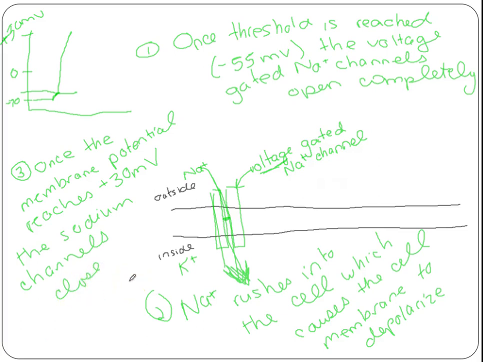Okay, does that hopefully make sense? So again, these are voltage-gated channels. That means that depending on the voltage, they'll either open or close. So at negative 70 millivolts, they are closed. Some stimulus comes in, it kind of causes them to crack open.